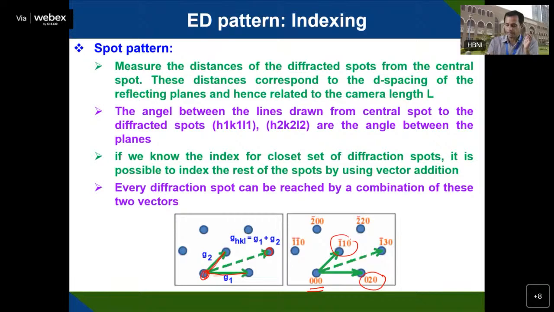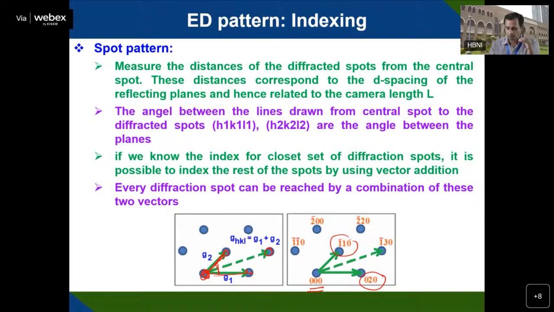This is the diffracted spot and this is the central spot. You have to measure this distance. And then for the closest points, like H1, K1, L1 and H2, K2, L2, you have to see the angle between them. And if you know the index of the closest set of diffraction spots, it is possible to index them.